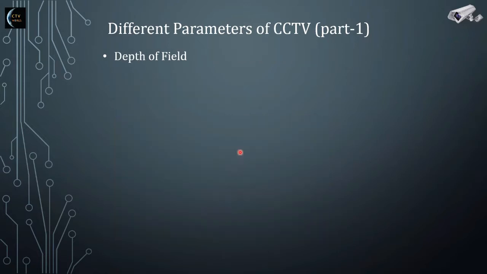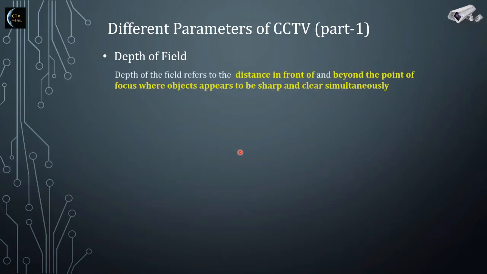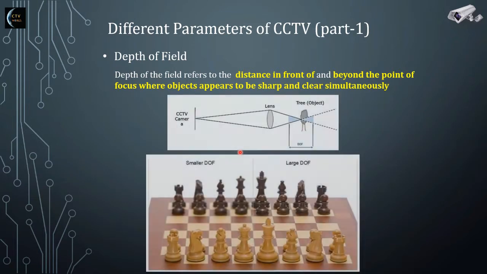Now let's see the third parameter, which is the depth of field. Depth of field refers to the distance in front of and beyond the point of focus where the object appears sharp and clear simultaneously. Confused? Now let's understand with this image.